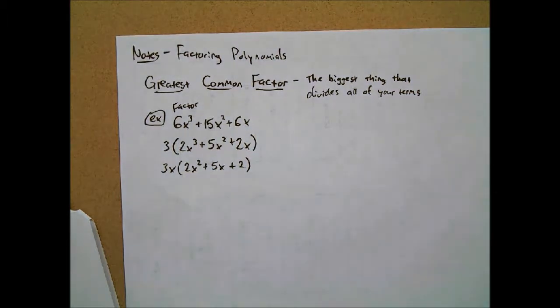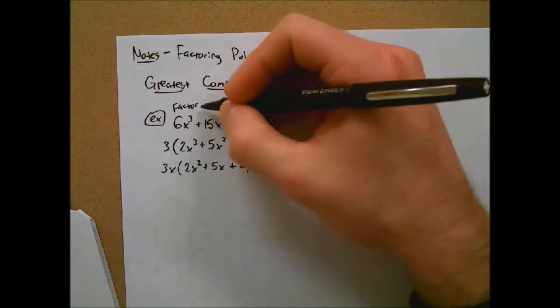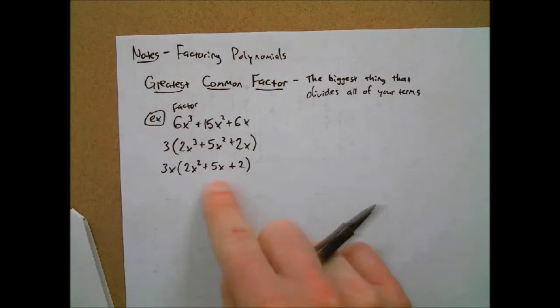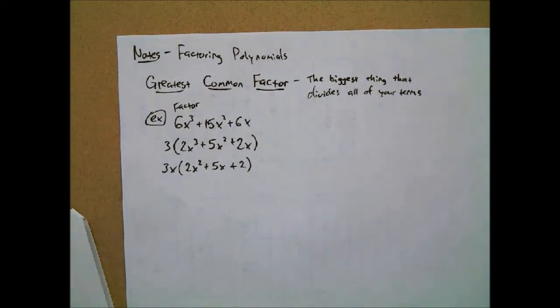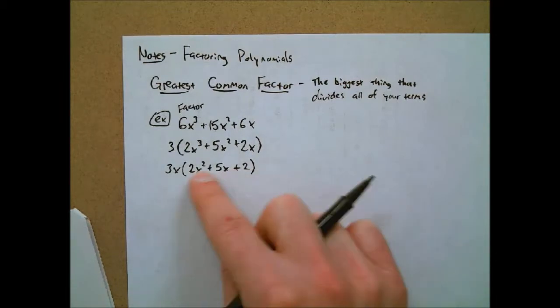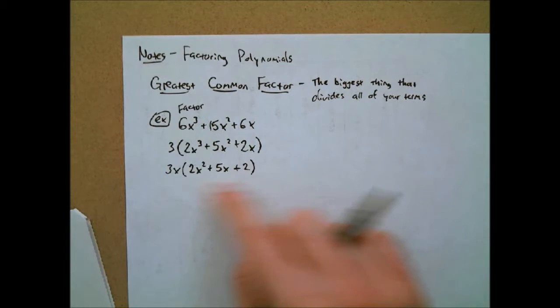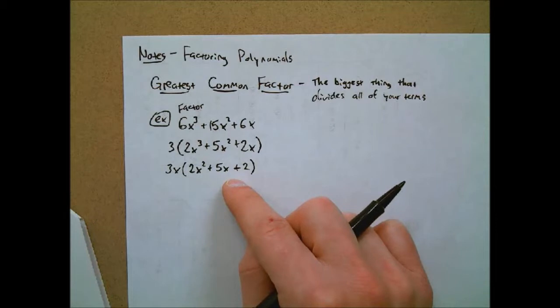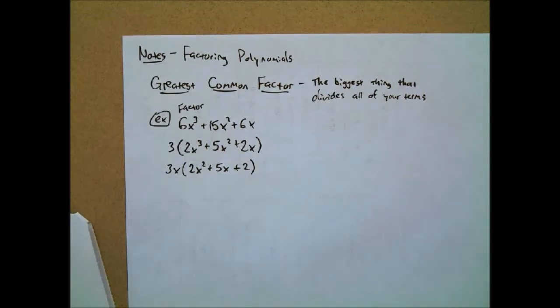Now, the directions here say to factor. Can we factor this anymore? There's no more GCF here, but what's another factoring that we could potentially do here? What's the degree of this leftover piece right here? What's the degree of this in the parentheses? What is it? 2. It's quadratic. Do we know how to factor quadratics?